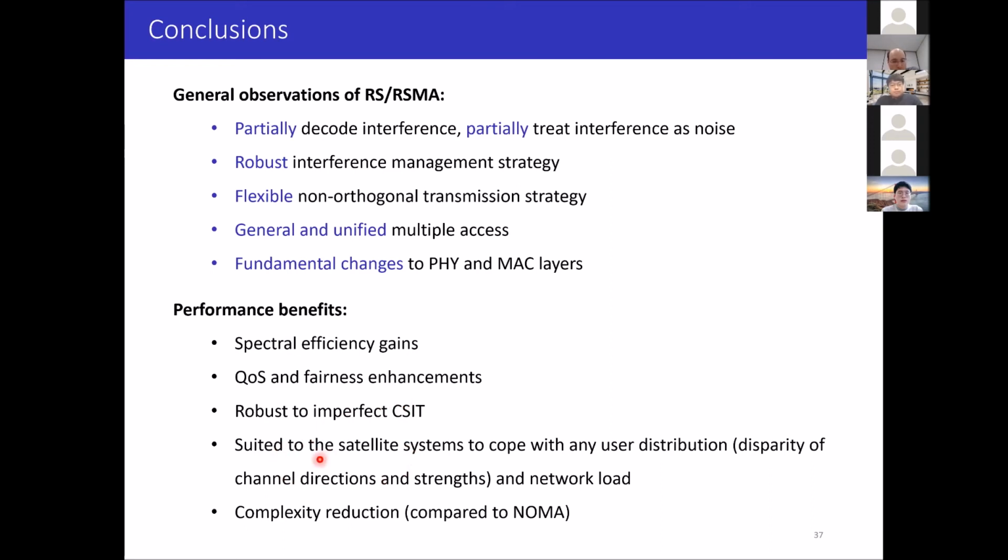It's suited to satellite settings because of the network load that can be very much towards the overloaded regime, because you can have a variety of user distributions. It can be channel direction, channel strength, and it could be network load in terms of having asymmetric distribution of users in different beams. And you can have a complexity reduction that can be quite significant. I have not emphasized this here. This is something I talk about in other talks.